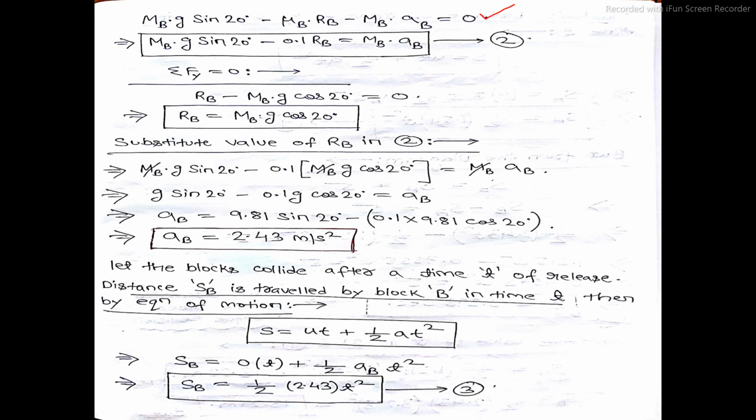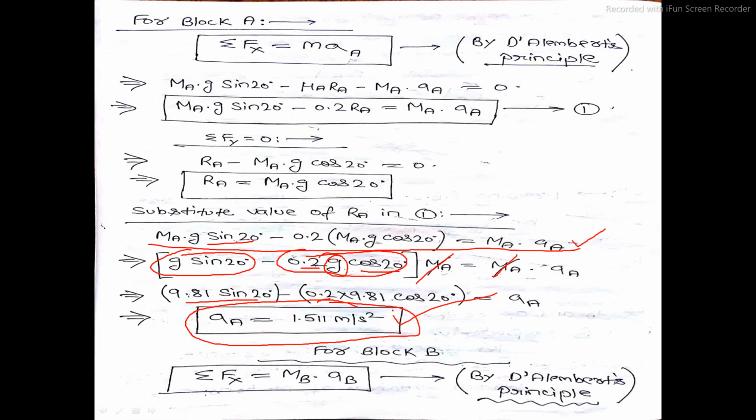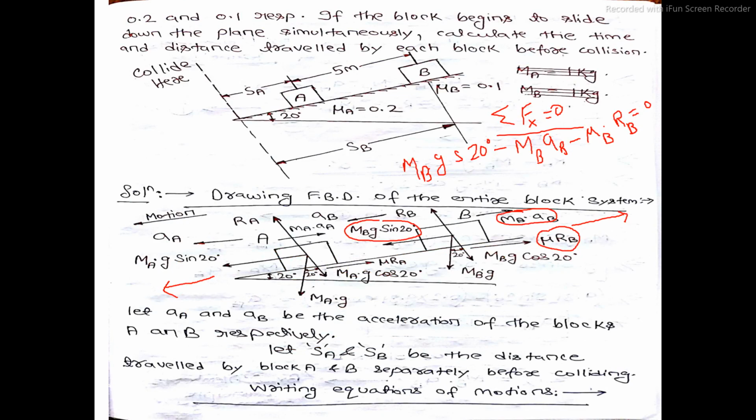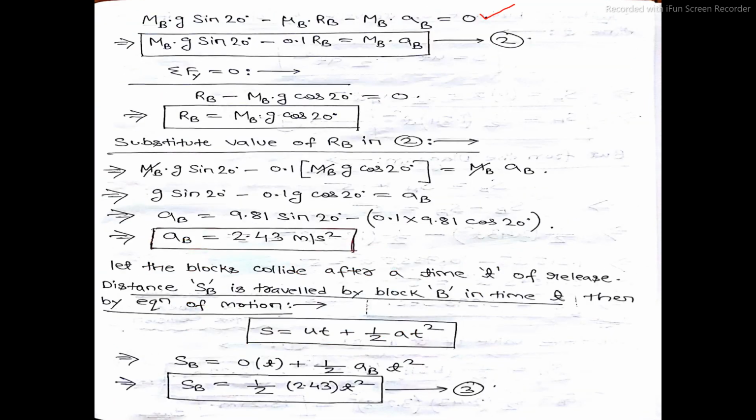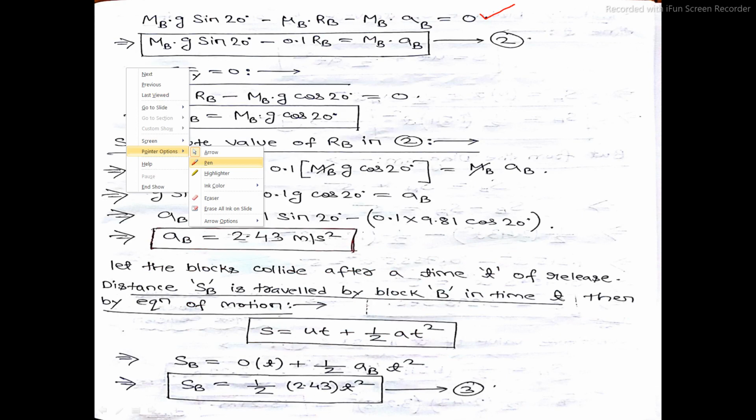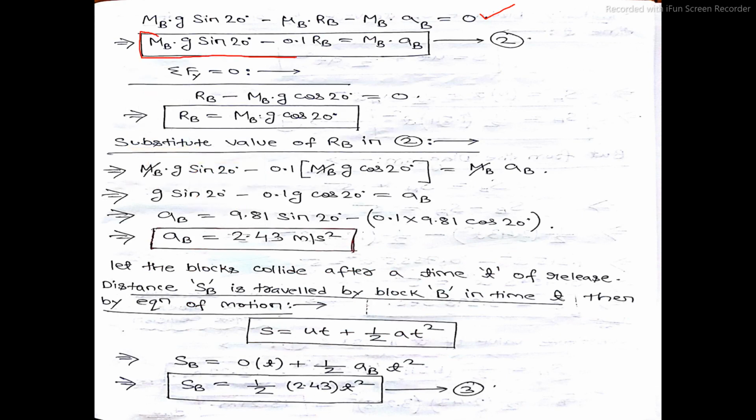In this equation, bring mb into ab on the right hand side. So finally you will get mb into g sine 20 minus mu b, which is given in the question, that is coefficient of friction between the contacting surface of block B and the inclined plane. That is 0.1. So mu b is 0.1 times rb equal to mb into ab. This is your equation number 2.